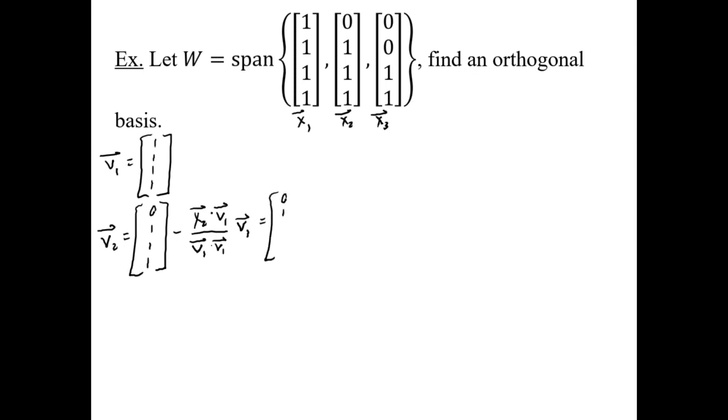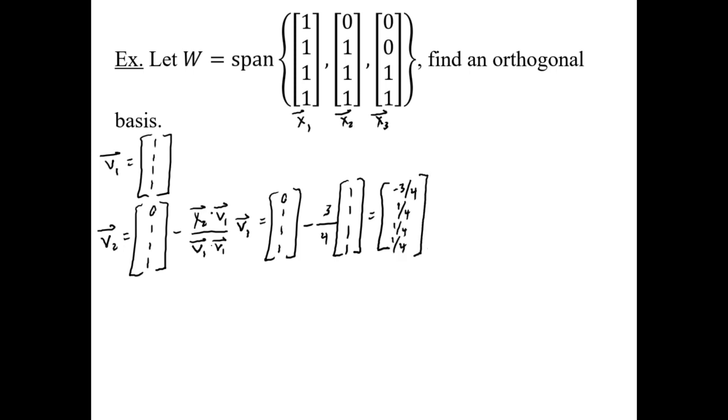So we've got 0, 1, 1, 1 minus, so x2.v1 is 3 and v1.v1 is 4, times v1, which was 1, 1, 1, 1. Okay, so I've got 0 minus 3/4, so negative 3/4. 1 minus 3/4 is 1/4, and then I just do that a couple more times. Okay, so there's a v2.